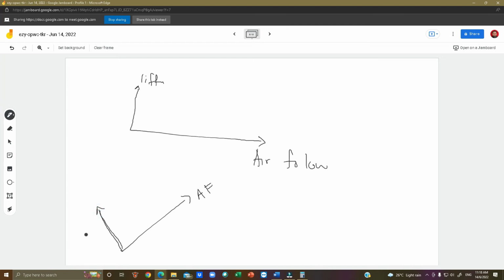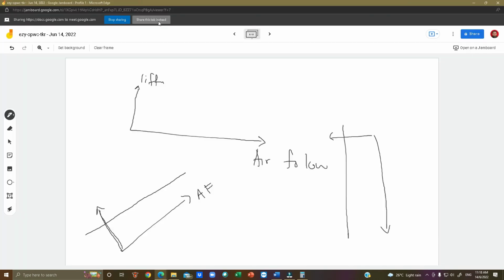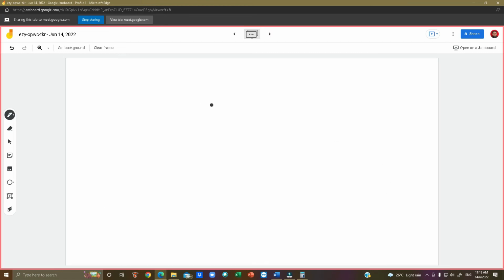Okay, kamu akan dapat satu lifting effect yang sejajar dengan airflow. Kalau airflow dia macam ni ke bawah, airflow. So, lifting effect. Perpendicular. Okay, that is what we call perpendicular. Tulis, lukis seorang-seorang. Okay, airflow. Again, airflow. So, perpendicular. Ke atas. Lifting effect. Airflow. Lifting effect. Itu maksud perpendicular lah.